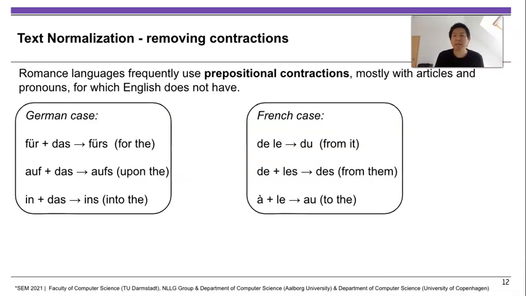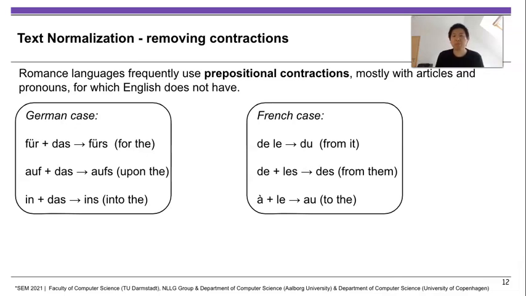In addition to vector space normalizations, we also provide a pilot study on text normalizations. The motivation is to decrease the linguistic gap between languages from a computational typology point of view. For example, Romance languages frequently use prepositional contractions, mostly with articles and pronouns, which English doesn't have. For example, in German, instead of writing "für" and "das" as two words, we prefer to use a short version, "fürs", in formal writing, and this is not the case in English.